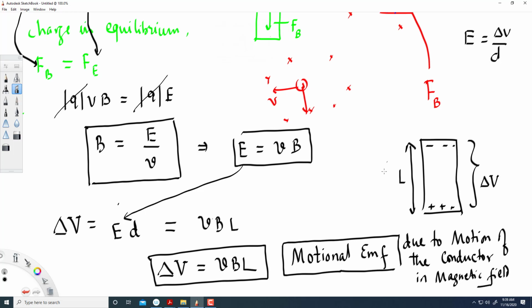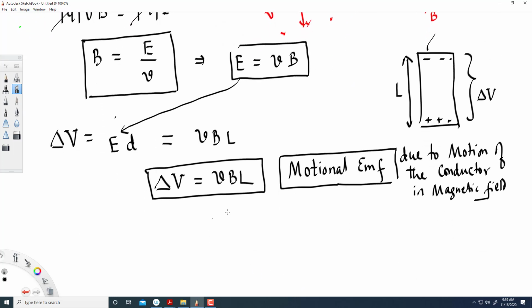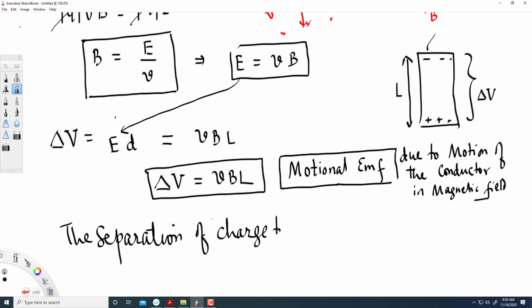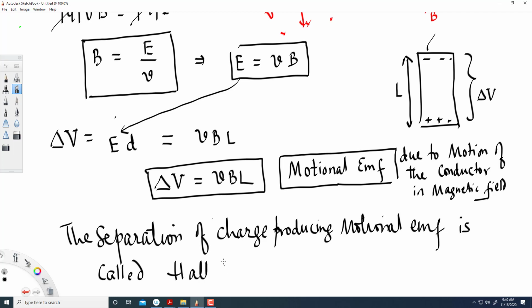This effect is also called the Hall effect. Whenever there is separation of charge like this, the effect is called the Hall effect. Producing motional EMF is called the Hall effect.